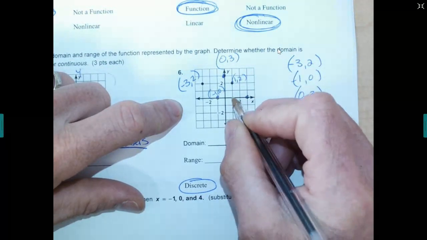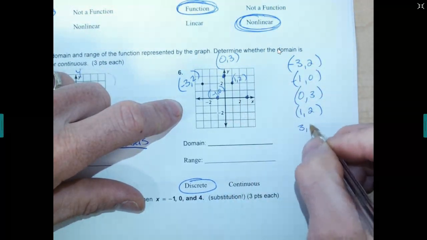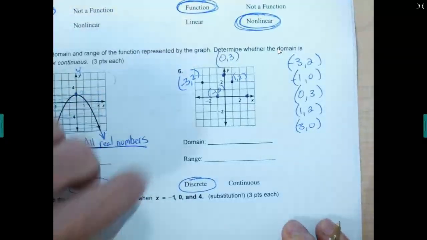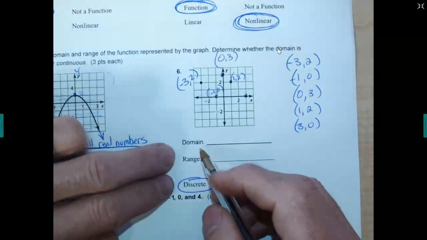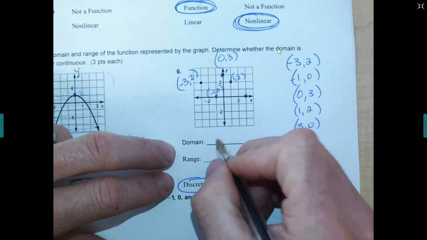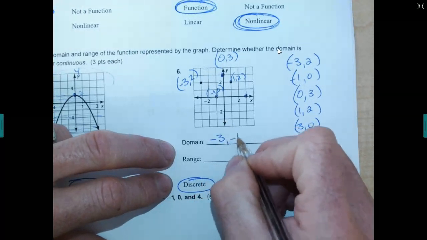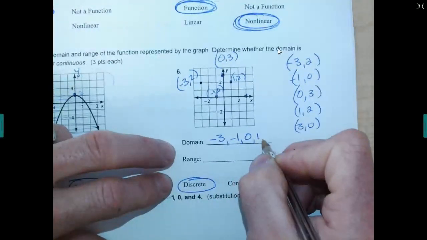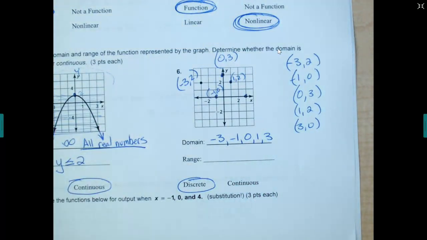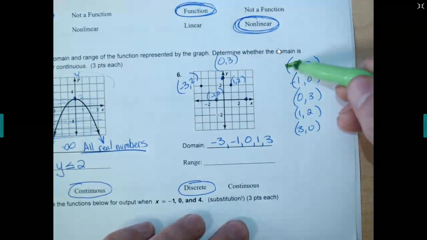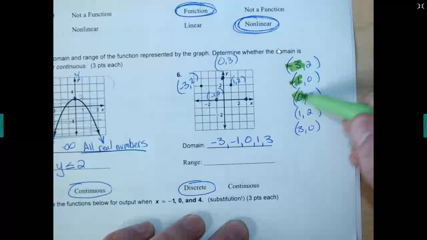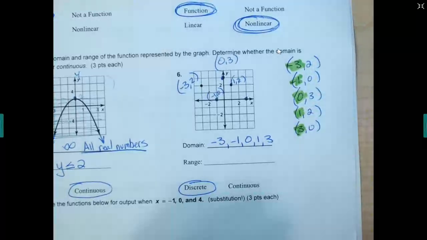And for this point, I have 1, 2, 3, 0. That point, I have 3, 0. So what's my domain? Well, my domain is negative 3, negative 1, 0, 1, 3. There's my domain: negative 3, negative 1, 0, 1, and 3.